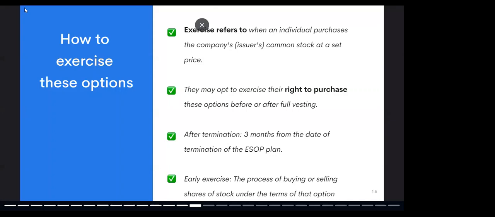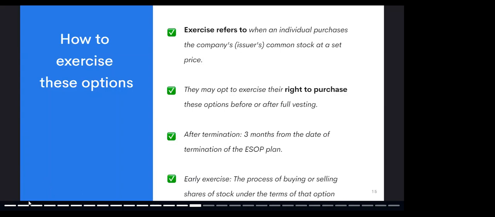So now we've looked at how the vesting works. The next question is, as an employee, you're wondering, these shares have been issued to me, so how do I get to enjoy them? How do I get the best out of it? The exercise is basically you purchasing those shares at a set price, and this is agreed in the agreement or agreed at a later date.